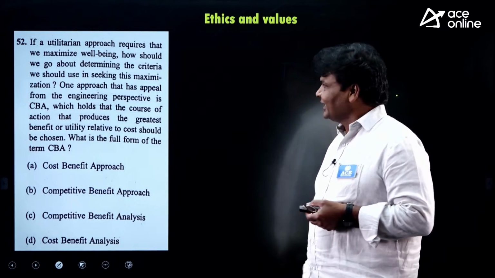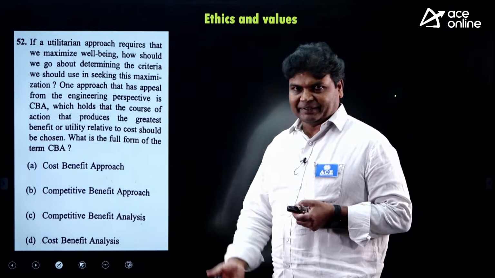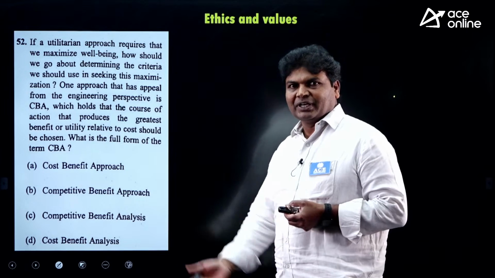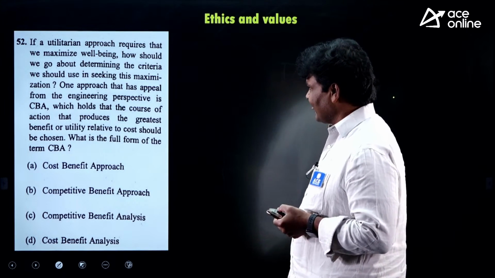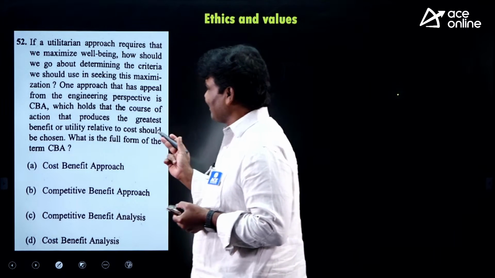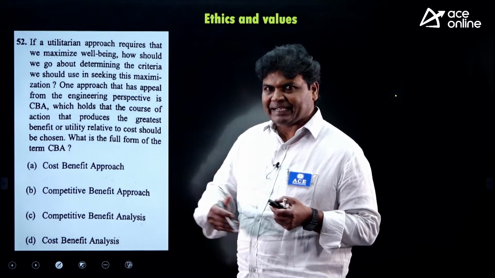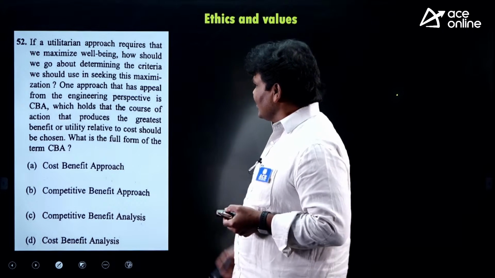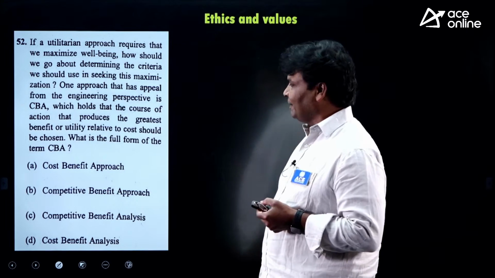Utilitarian theory. If a utilitarian approach requires that we maximize well-being, we have been talking a lot in the class about utilitarian theory. How should we go about determining the criteria we should use in seeking this maximization? The utilitarian theory talks about maximizing the efforts. One approach that has appeal from the engineering perspective is CBA.